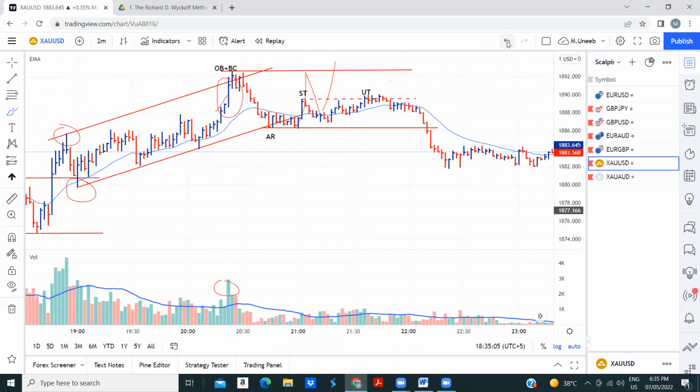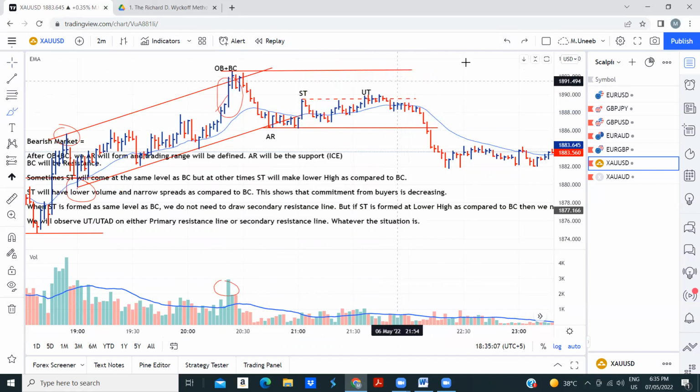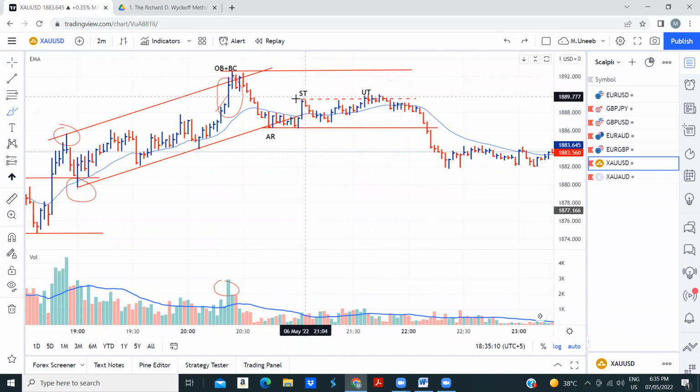But in this case, when the secondary test is formed below or at a lower high than the buying climax, then you have to draw a secondary line of resistance. Got it? And you have to observe the upthrust over this position, not over here. After you see a secondary test with a lower high and you're waiting for the market to come here, you're just wasting your time, because the market would not come here. We have already formed a lower high.